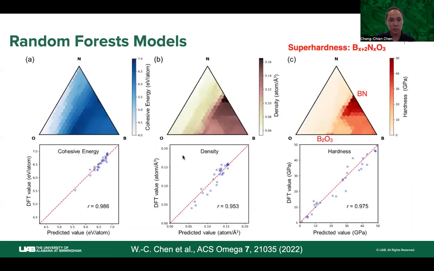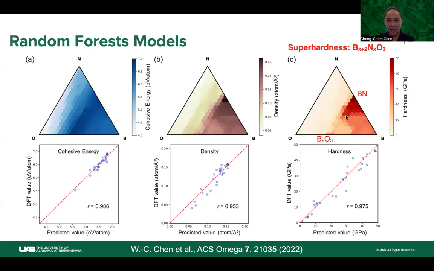So we use this method to construct corresponding random forest models to predict the cohesive energy, the density, and the hardness value. And in all cases, you can see, although we have a very small amount of data sets, we achieve fairly high Pearson correlation coefficients on the test set for the actual DFT value compared to the predicted value.